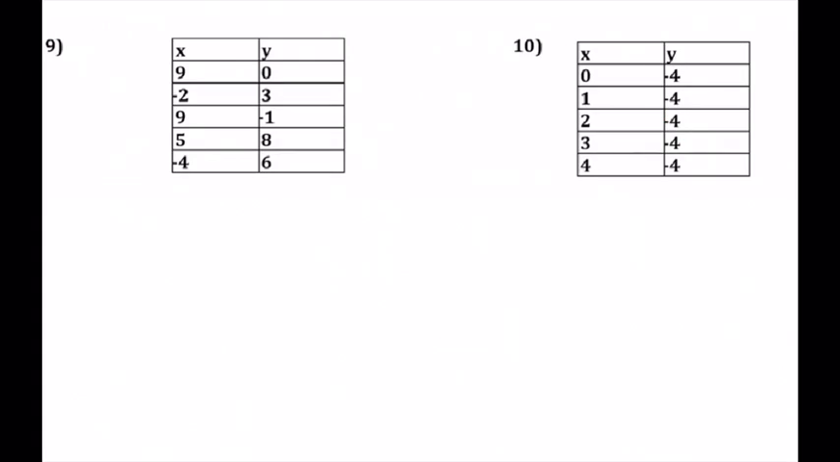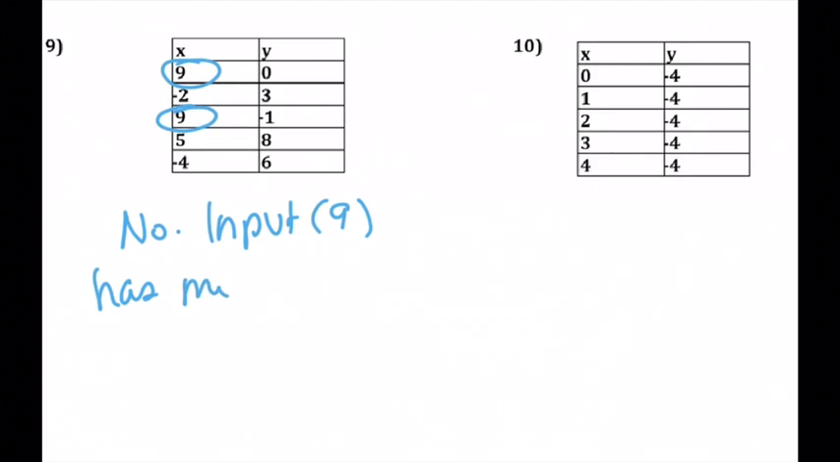Number 9 and 10, these are tables or lists of data. And so this is what we were talking about on the first page with the first bullet point. If you have a list of data, what you need to look at is your domain. So look at your domain. Is there a repeat? Yeah. You guys see it? So because there's a repeat, 9, that's not a function. It's that simple. That's all you have to do. So we're going to say, no, it's not a function. An input, specifically 9, has more than one output.